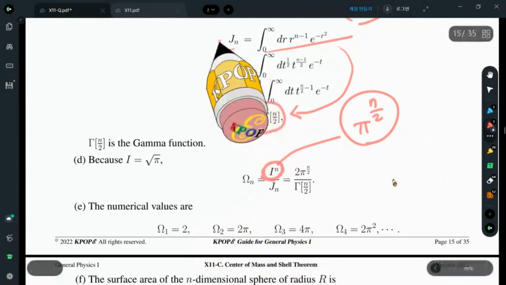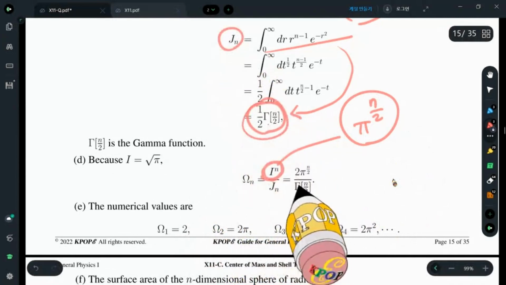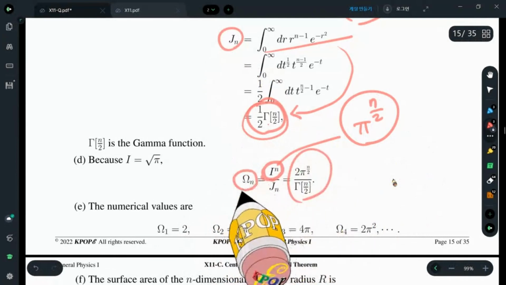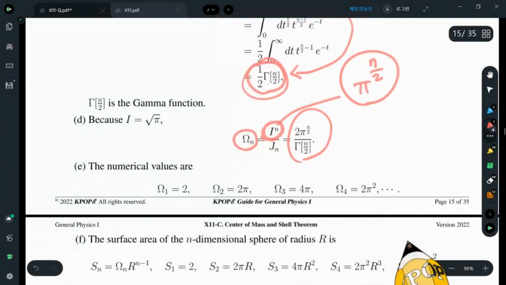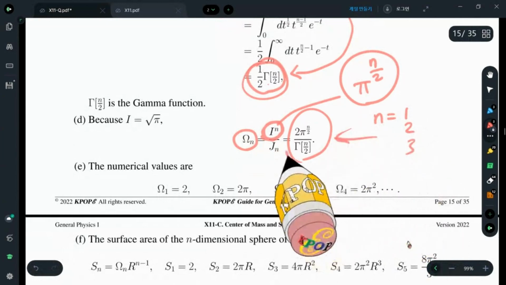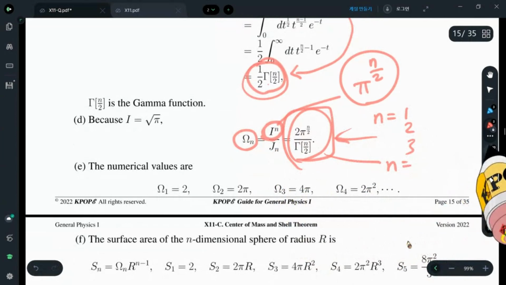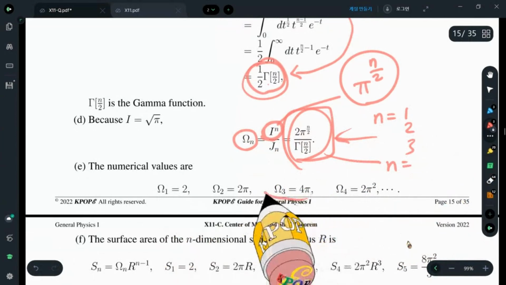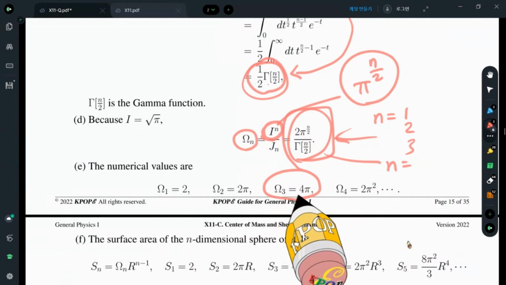And Jn is the radial integral. I substitute this result in here, and this is the solid angle in n dimensions. And actually, we can substitute values, n equals 1, 2, 3. Substitute this master formula. This is valid for any case, 1, 2, 3, 4 to infinity. And you are very familiar with the 4 pi, that is the solid angle in 3 dimensions.